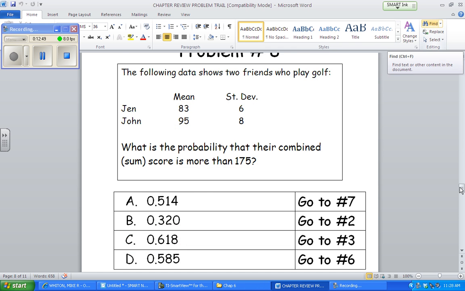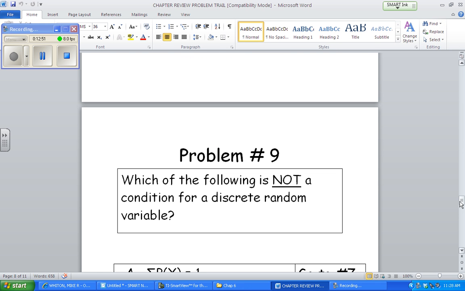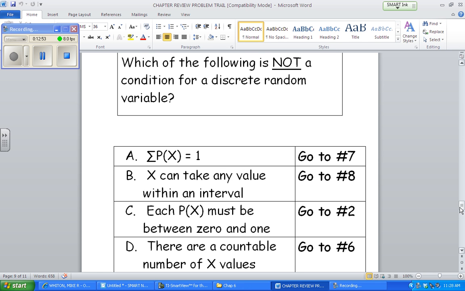Okay, number 9. Which of the following is not a condition for discrete? The sum of the probabilities is 1, that's true. X can take on any value within an interval. That's actually the answer, but let's go through the other ones. Each probability must be between 0 and 1, that's always true. There are a countable number of X values.